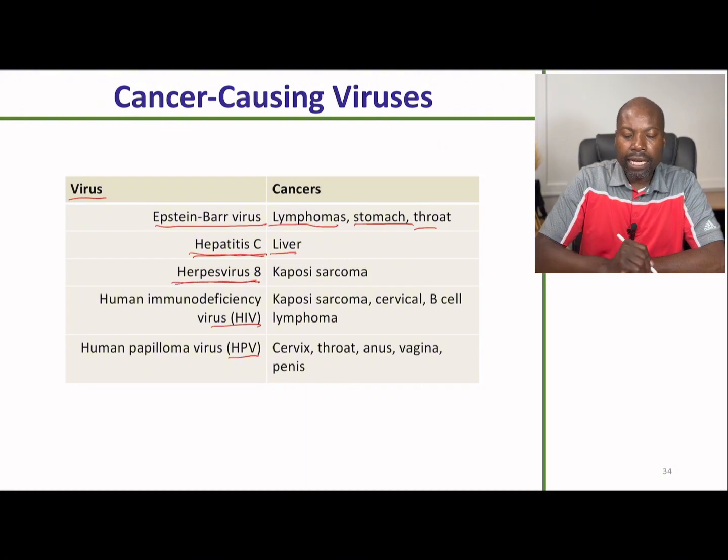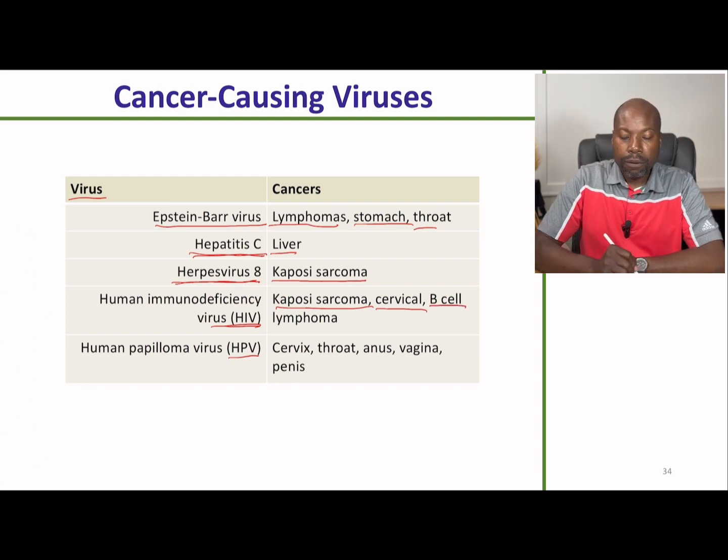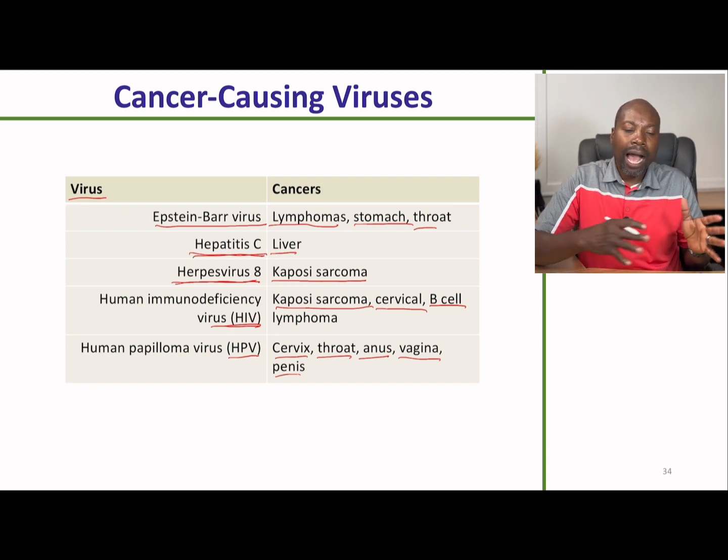Herpes virus 8 has been associated with a type of cancer that is called the Kaposi sarcoma. Okay. HIV has been associated with many cancers, including the Kaposi sarcoma, the cervical cancer, the B-cell lymphoma. HPV has been associated with the cervical cancer, throat cancer, anus cancer, vaginal cancer, and penis cancer. Okay, so this is just to show you how much viruses are associated with cancer.